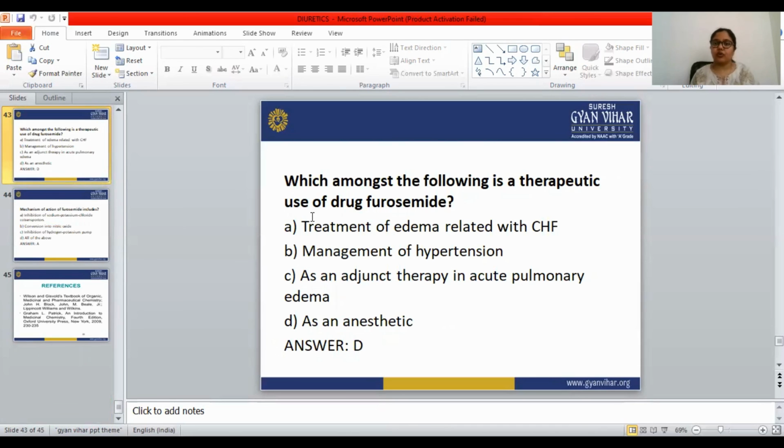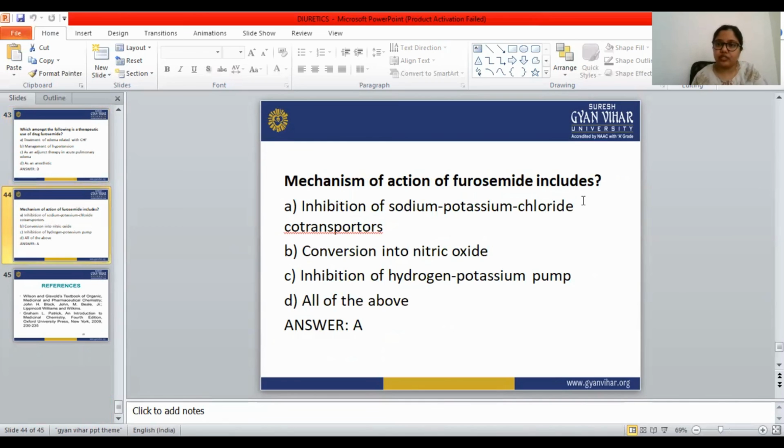Which of the following is the therapeutic use of the drug furosemide? The treatment of edema, management of hypertension, and therapy in acute pulmonary edema, or as an anesthetic. So the correct answer is anesthetic. And the mechanism of action of furosemide includes the inhibition of the sodium potassium chloride co-transporters.